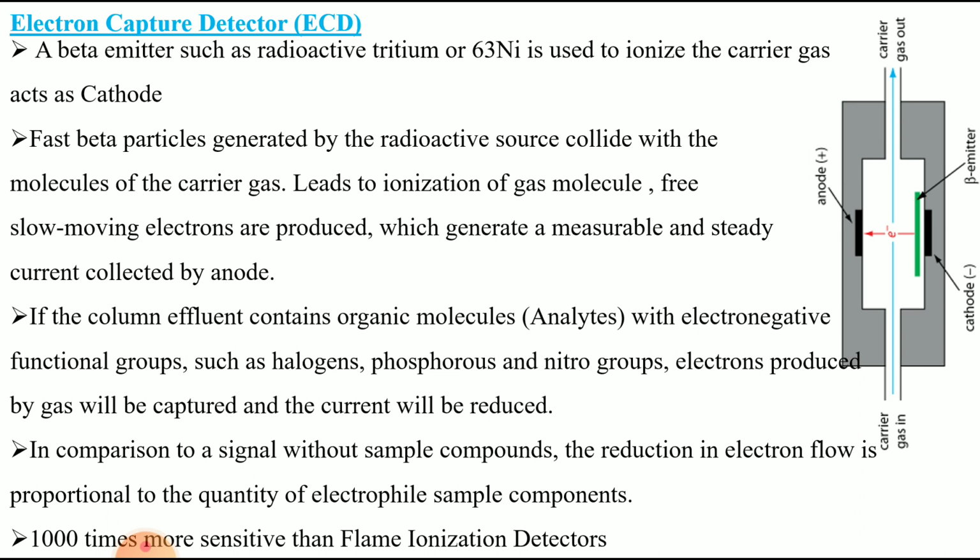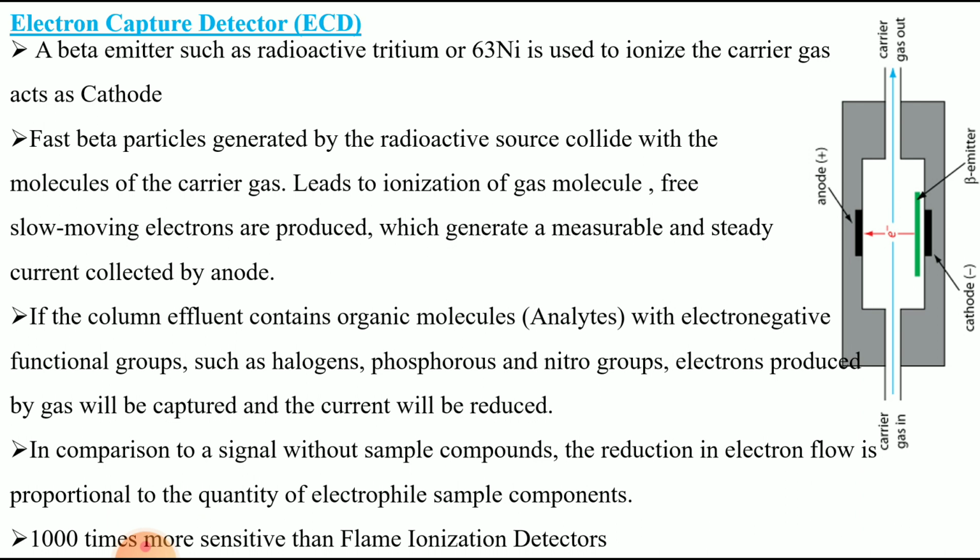When the carrier gas alone is passing through this detector, the fast beta particles generated by the radioactive source collide with the molecules of the carrier gas, leading to ionization of the carrier gas and producing electrons. The electrons produced slowly move towards the anode in a steady flow. That's why a continuous steady current is produced.